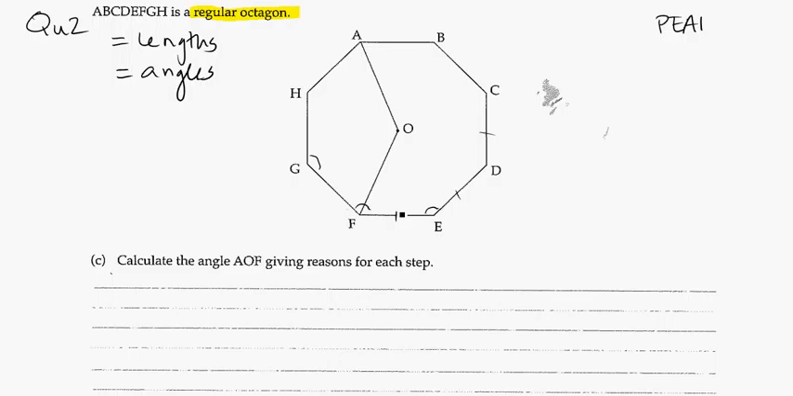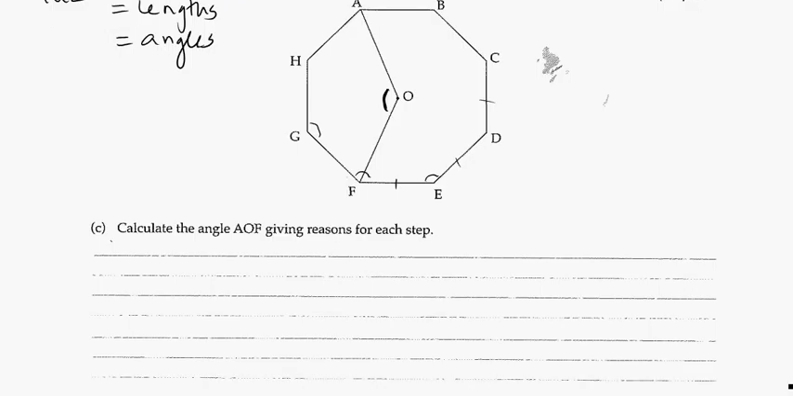Alright, calculate AOF. That's this guy over here. Calculate that angle and give reasons for each step. Okay, start with what we know. Octagon has how many sides? Octagon has 8 sides, so if you want to, we could figure out how big each of these angles inside the octagon is.